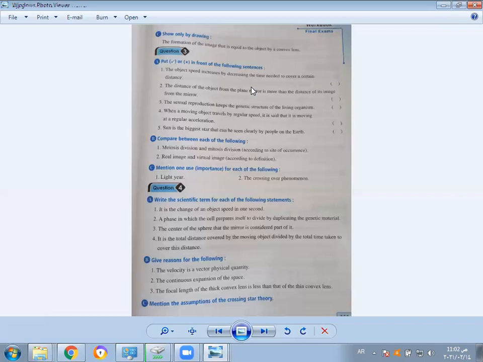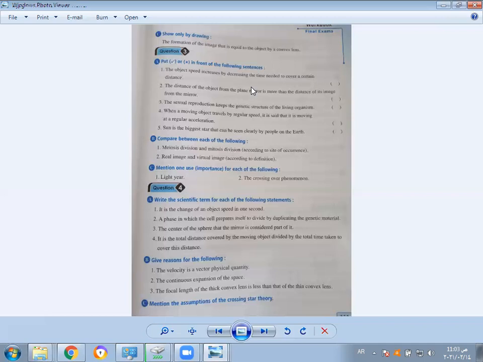Number 2. A phase in which the cell prepares itself to divide by duplicating the genetic material. It is interphase. Number 3. The center of the sphere that the mirror is considered part of. Oh, it is the center of curvature.